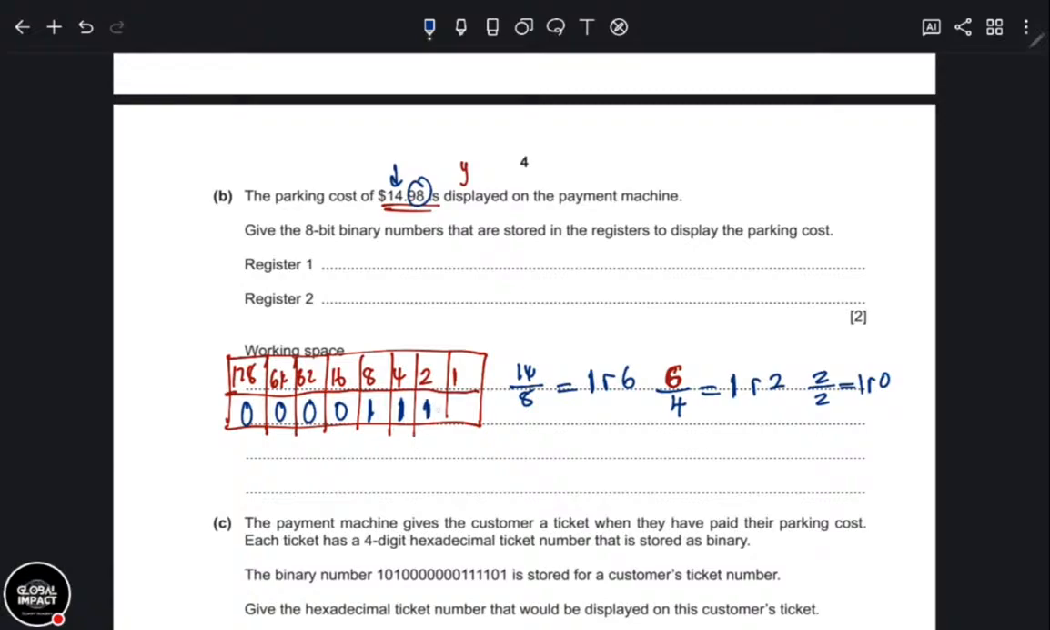So we would have put a 1 here, by the way. And it's a remainder 0, so you might as well put a 0 here. So that means you now know what it is. It's 0, 0, 0, 0, then 1, 1, 1, 0. That's how you do it.